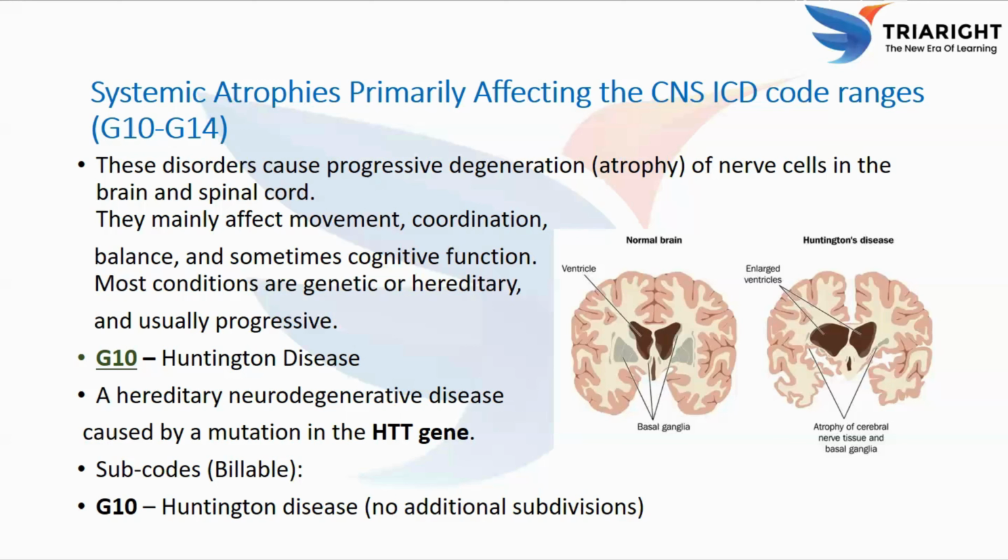So what is the G10 code? It's Huntington disease, right? So what do you mean by Huntington disease? It's a hereditary brain disorder. This happens because of a mutation in the HTT gene.